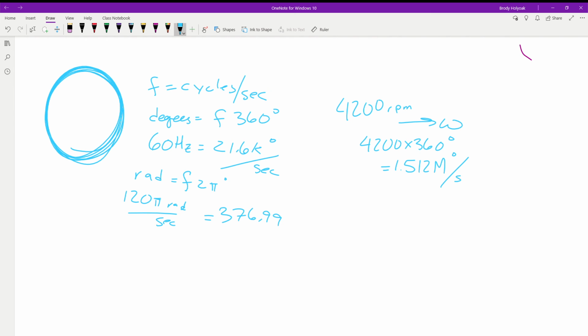Okay, so that's the other thing we've got to look at. Our angular velocity, we want in degrees per second. This gives us degrees per minute. So it's 25.2.